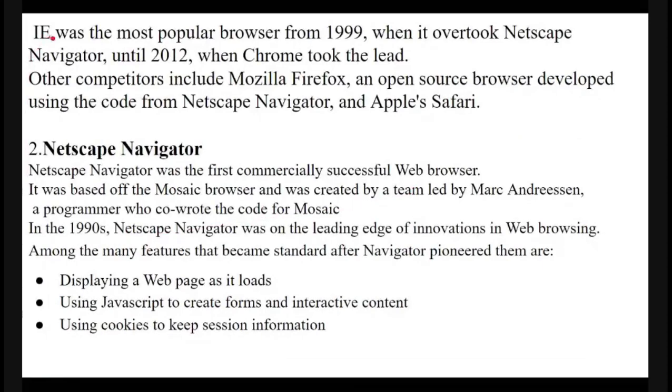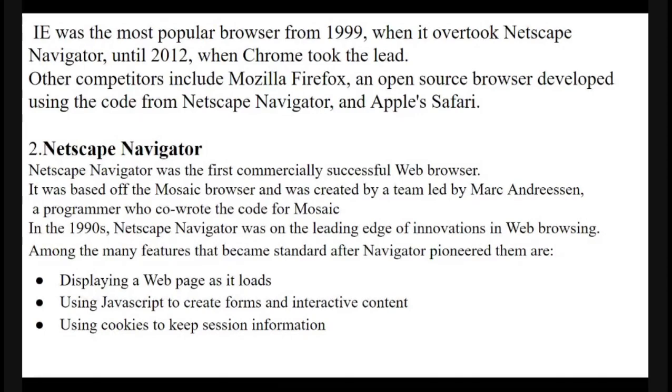Now, Internet Explorer was most popular from 1999, when it overtook Netscape Navigator, until 2012. Meaning in the earlier time, when the internet evolved in the history of technology, the very first popular browser was Internet Explorer. It overtook Netscape Navigator, and Netscape Navigator was famous until 2012. And whom did it overtake? Chrome took the lead.